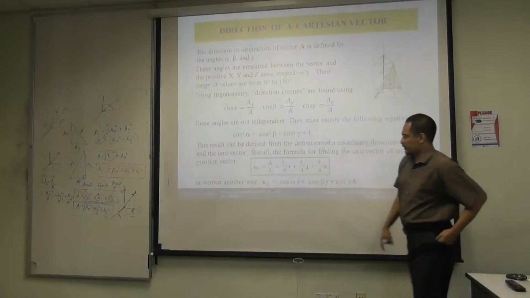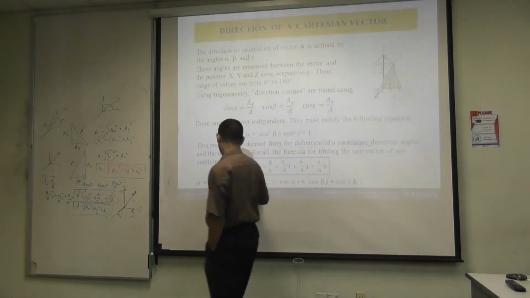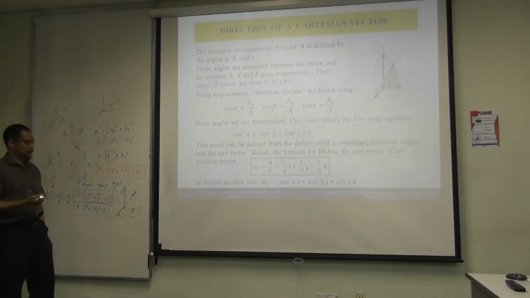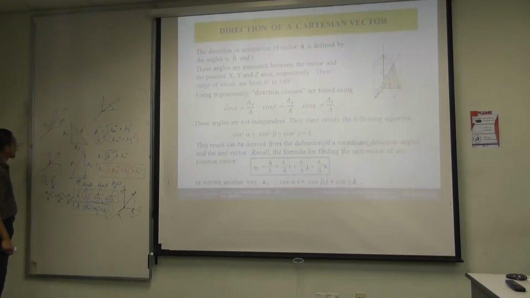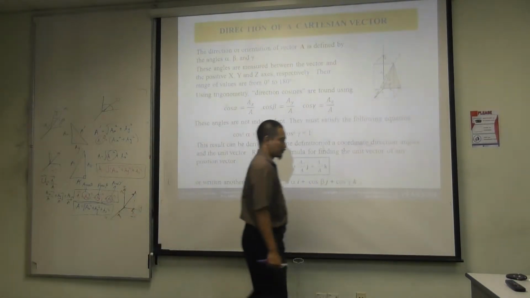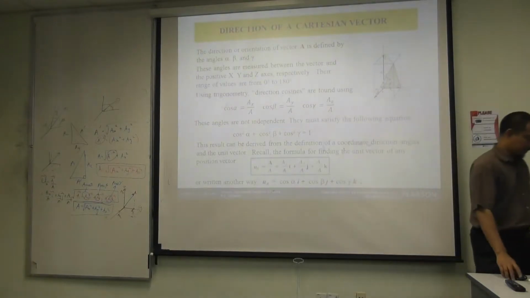Right, so the unit vector actually expresses the direction, because unit vector by definition has a magnitude of 1, right? So it's the same as alpha, beta, gamma, also describing the direction, right? So obviously it is interrelated.